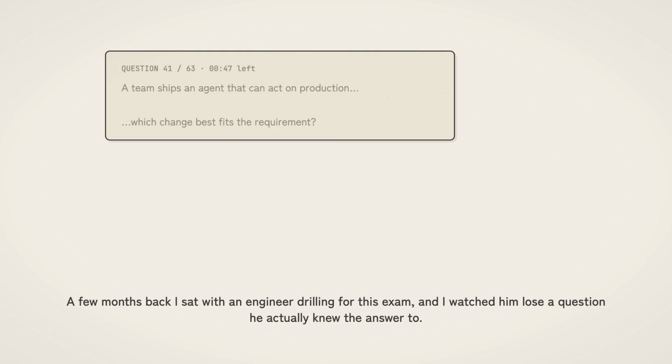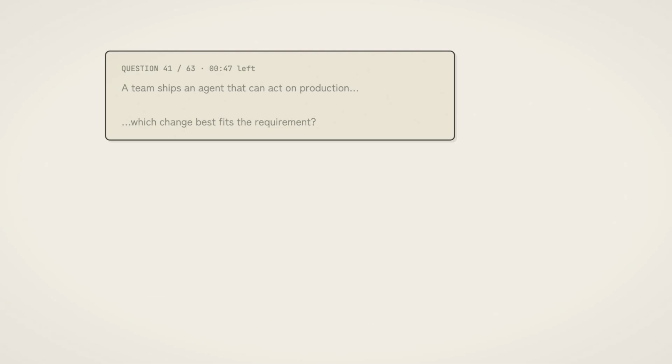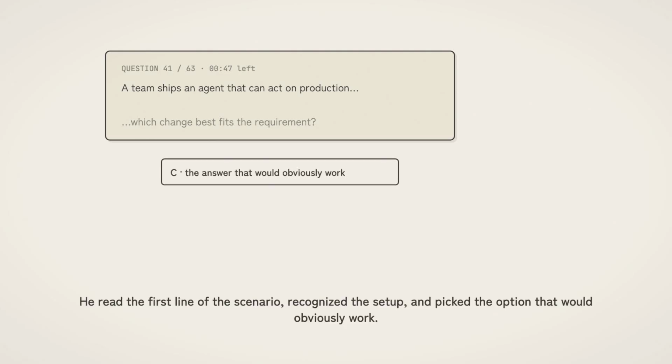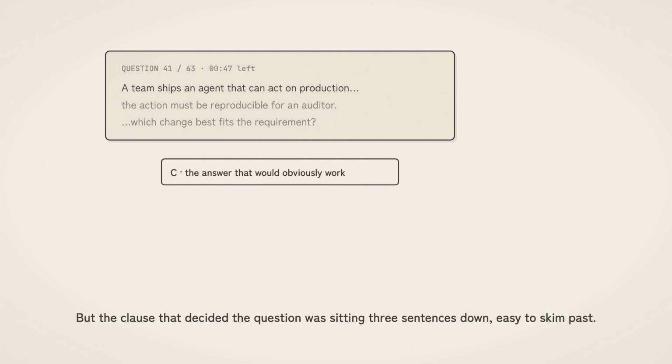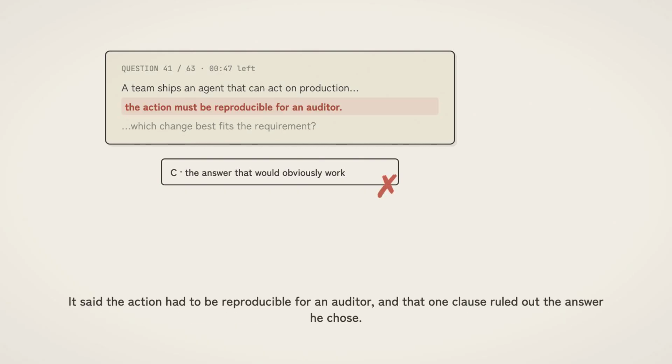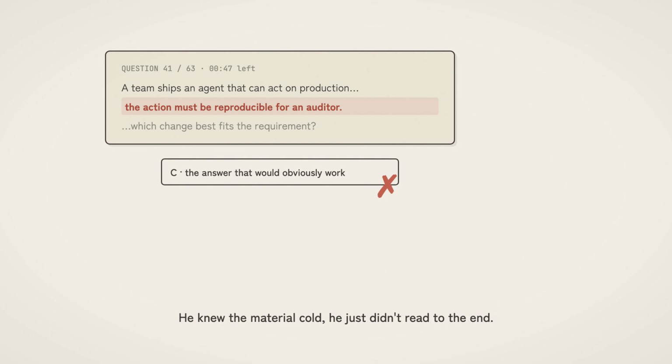A few months back, I sat with an engineer drilling for this exam, and I watched him lose a question he actually knew the answer to. He read the first line of the scenario, recognized the setup, and picked the option that would obviously work. But the clause that decided the question was sitting 3 sentences down, easy to skim past. It said the action had to be reproducible for an auditor, and that one clause ruled out the answer he chose. He knew the material cold. He just didn't read to the end.